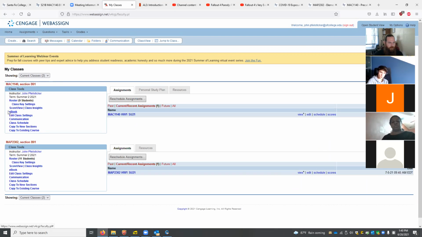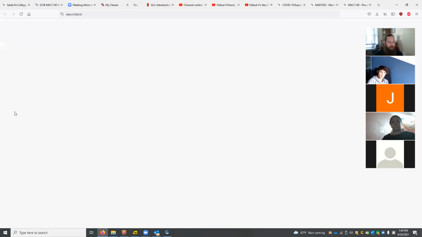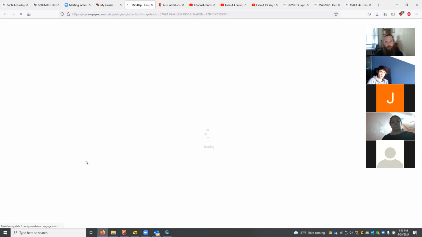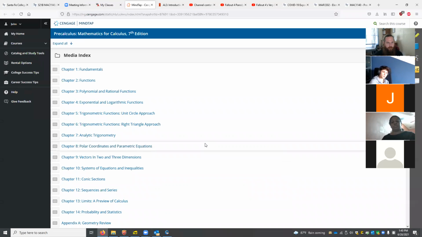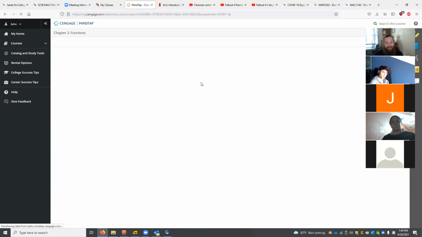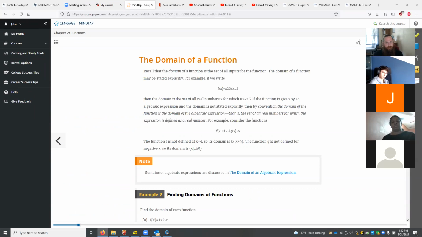And then I see here a link that says ebook. If I click that, it'll take me to an electronic copy. So once you've registered for WebAssign, you'll have access to an electronic copy right here. There it is. And is it reliable? Because I know with Pearson, the e-textbook didn't work as well.